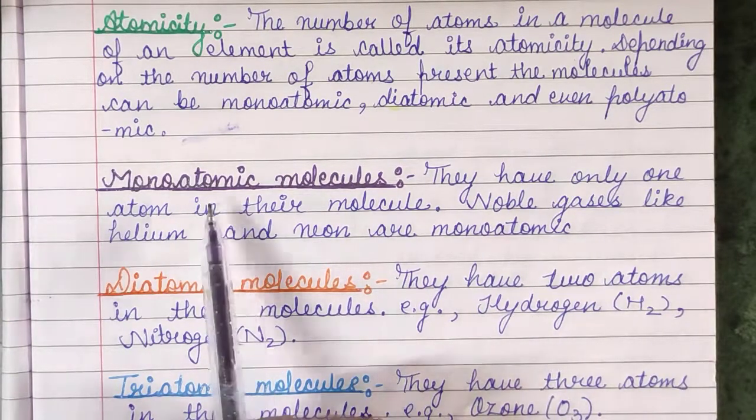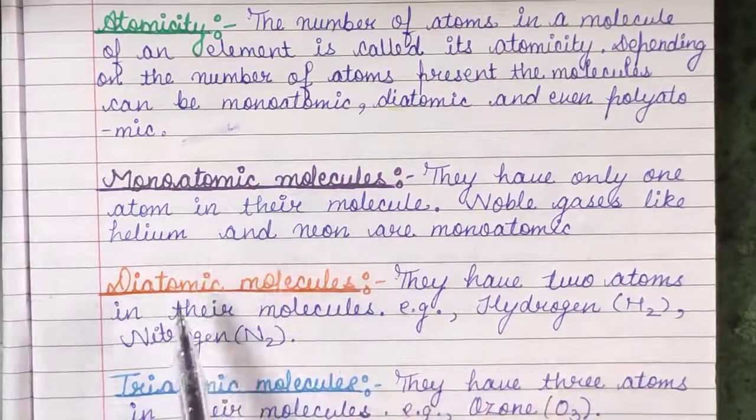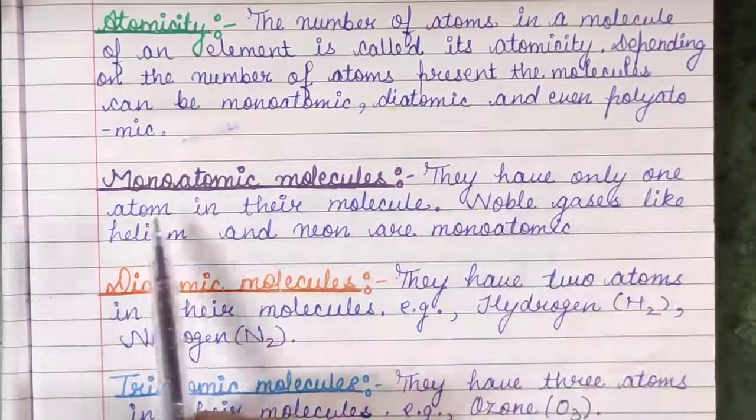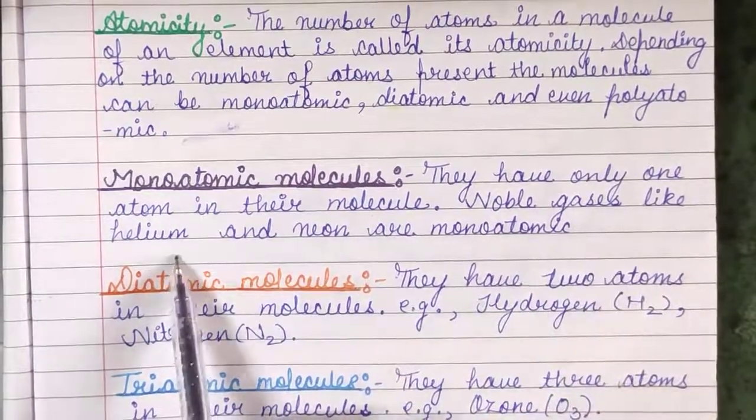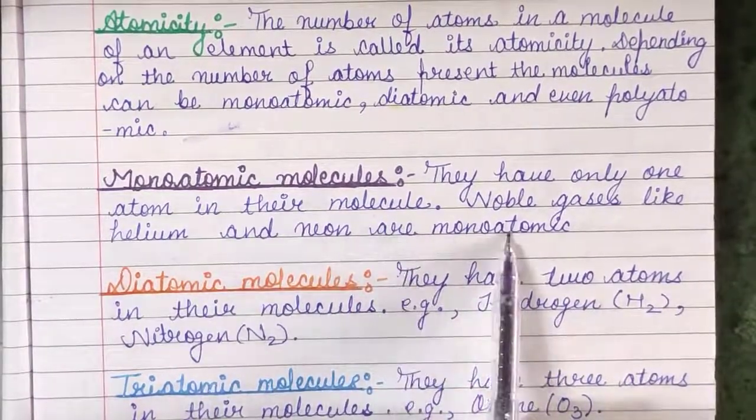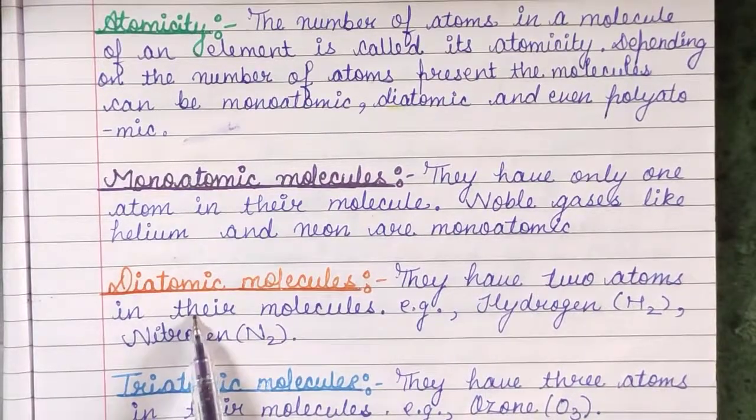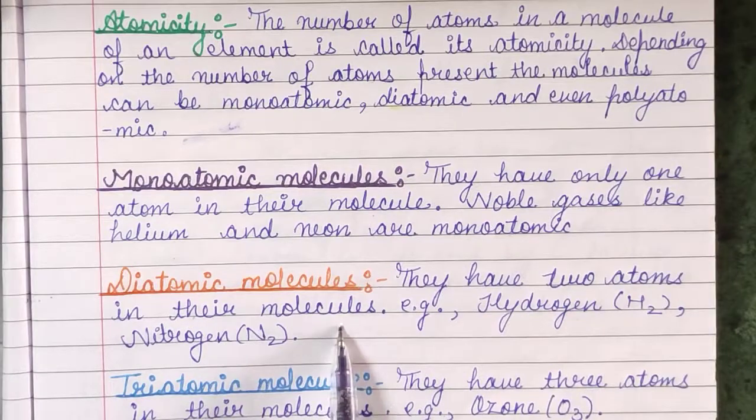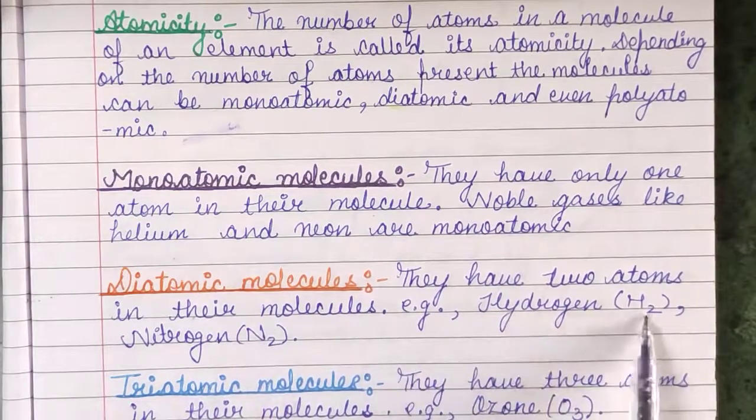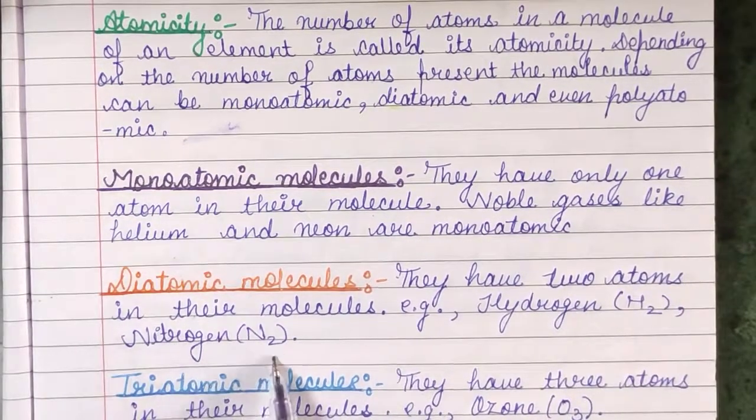So, first is monoatomic molecules. So, students, they have only one atom in their molecule. Noble gases like helium and neon are monoatomic. Diatomic molecules, they have two atoms in their molecules. Example, hydrogen, which is H2, nitrogen, which is N2.